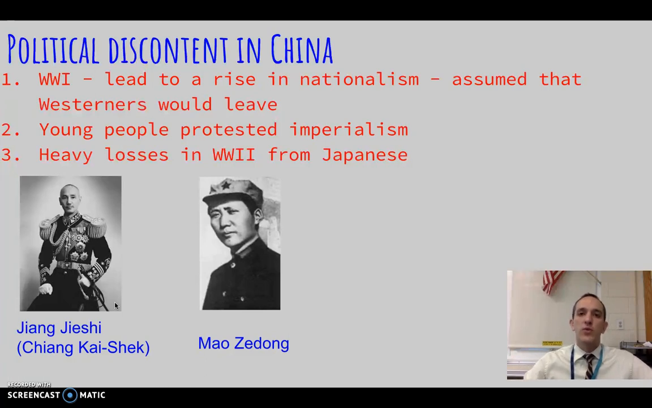Also, and then we're fast forwarding here, in World War II, and before World War II, remember, Japan invades China, and China is treated very horribly by the Japanese. So we have this issue.